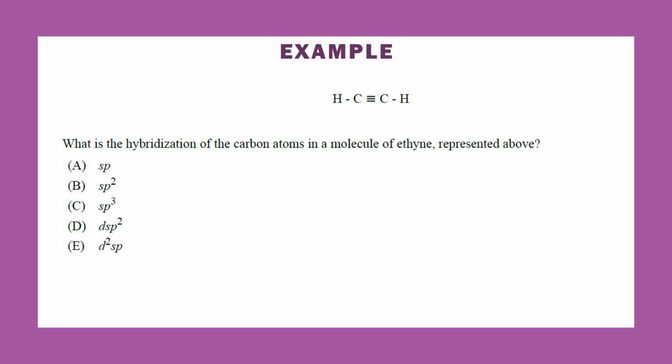And then, what is the hybridization of the carbon atoms in ethine? Ethine has 2 areas of bonding, so it's linear overall, and therefore it's sp hybridized.